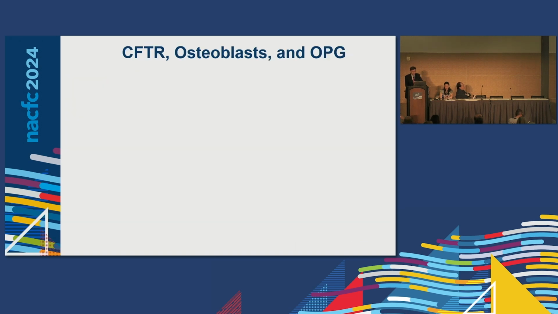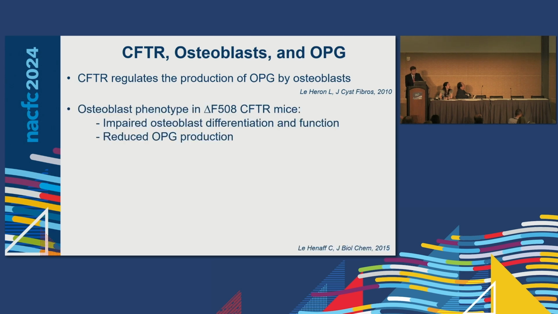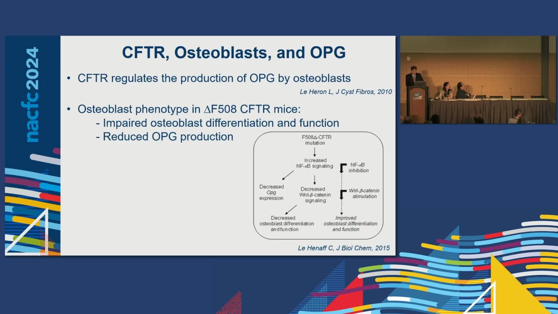So how does this interplay with CFTR? Well, CFTR turns out to regulate the production of OPG by osteoblasts. And in fact, the osteoblast phenotype in these delta F508 CFTR mice have reduced OPG production. This has been worked out very nicely, but importantly, one may be able to block the signaling to increase OPG and reverse bone loss.